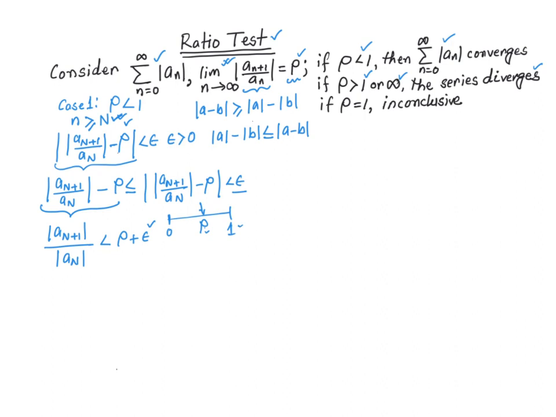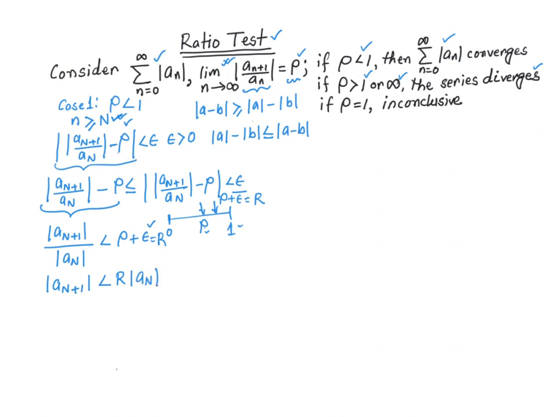So let's say this is somewhere here, rho plus epsilon. And let's call this R. So I'm going to call this R. So in essence, what I could say is the absolute value of a sub n plus 1 is going to be less than R times the absolute value of a sub n.